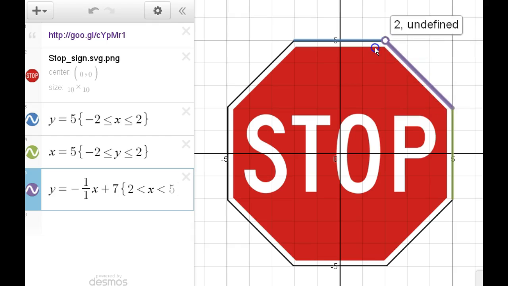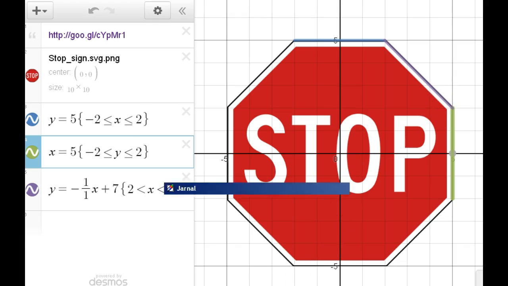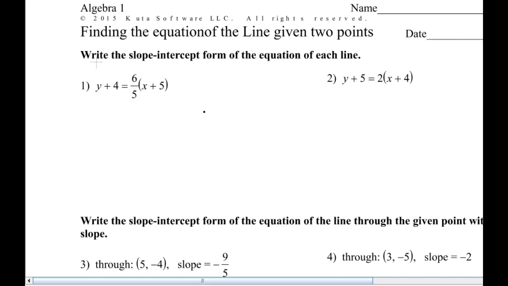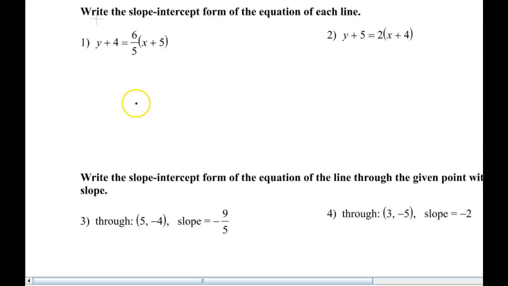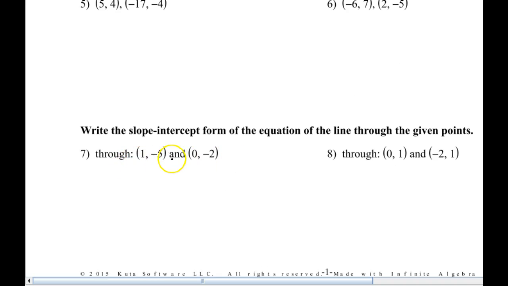So we want to have a way of getting these equations just by knowing, well, I want it to go through here, 2, 5, and I want it to go through here, 5, 2. How do I find the equation of the line that goes through those 2 points, but without doing this trial and error process? So that's what your homework is going to be all about. Given 2 points, mostly starting down here, what's the equation of that line that goes through those 2 points, but without using a graph like we just did?